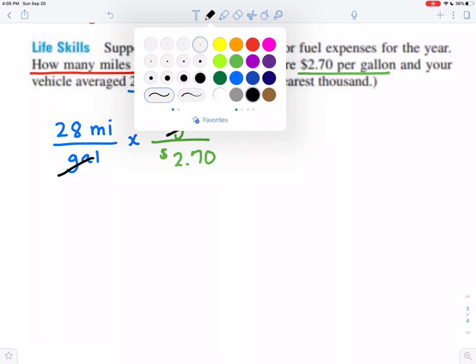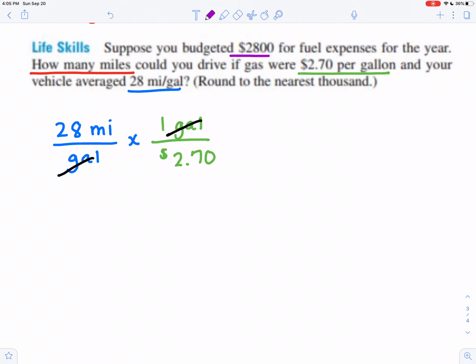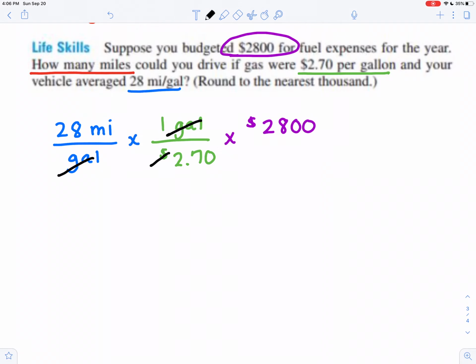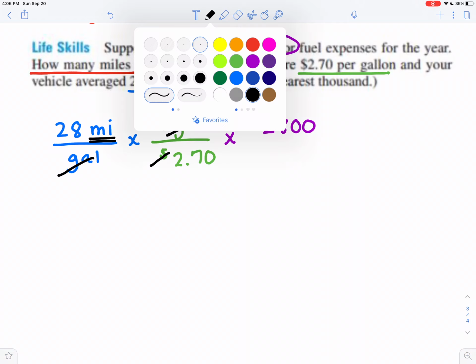So now what I'm going to do is bring in the amount of money that I have, which is a value of $2,800. And notice what's going to happen there. These dollars are going to go away. I'm going to be left with just miles, and that's what I'm being asked. How many miles could you drive?